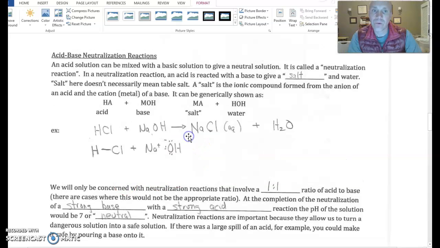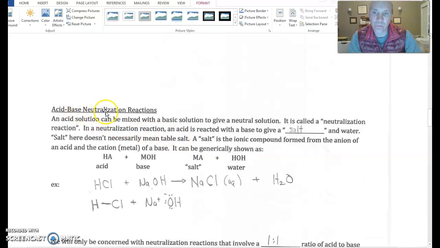All right. So one thing that we know from earlier chemistry is that acids and bases can be used to neutralize each other. We're going to talk a little bit more about that specifically here. In a neutralization reaction, you're always going to get the same thing. When the acid is reacted with the base, it's generally going to give the same two products: what's considered a salt and water.